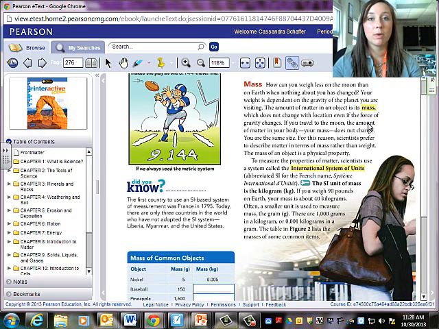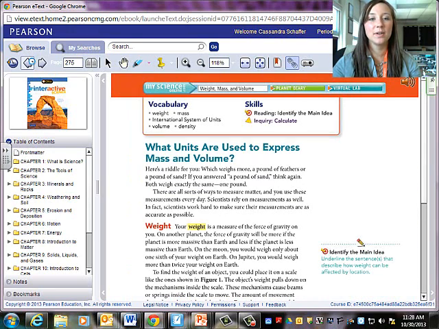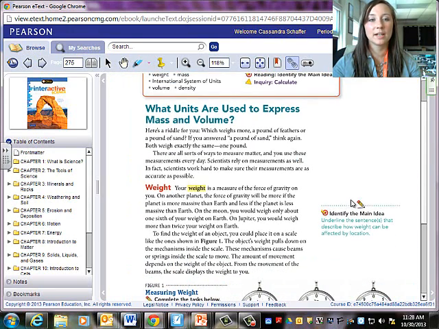So I want you to pause the video and think, what do you already know about weight, and where have you heard mass before? Here's a hint. Think about your definition of what matter is. Okay, now that we're back, let's go ahead and let's start reading.